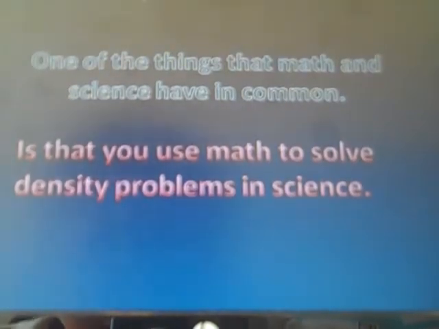One of the things that math and science have in common is that you use math to solve density problems in science. For example, 5 grams over 10 milliliters. What you have to do first is divide both of them by what number goes into both of them, which is 5. So you divide it both by 5, which will equal 1 gram over 2 milliliters.